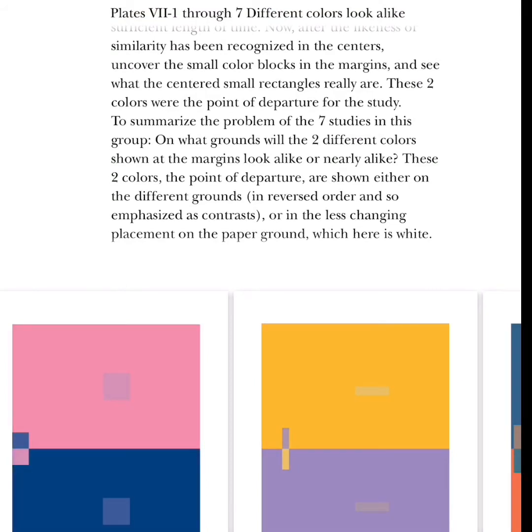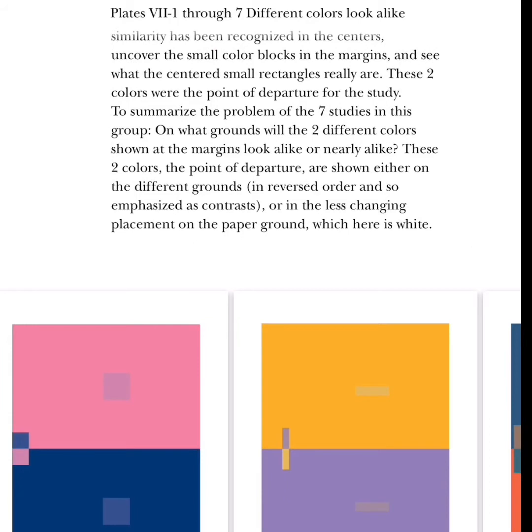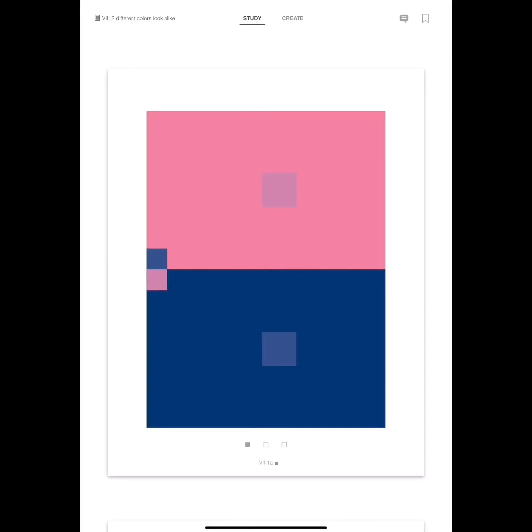These two colors were the point of departure for the study. To summarize the problem of the 7 studies in this group: on what grounds will the two different colors shown at the margins look alike or nearly alike? We're mixing color. How are we going to make them look alike or nearly alike? These two colors, the point of departure, are shown either on different grounds in reverse order, which emphasizes contrast, or in the least changing placement on the paper ground, which here is white. So let's take a look to see what happens.